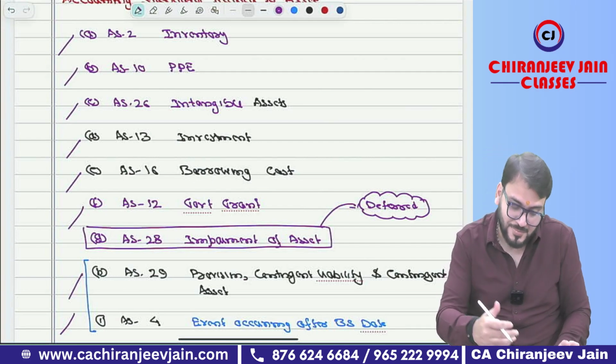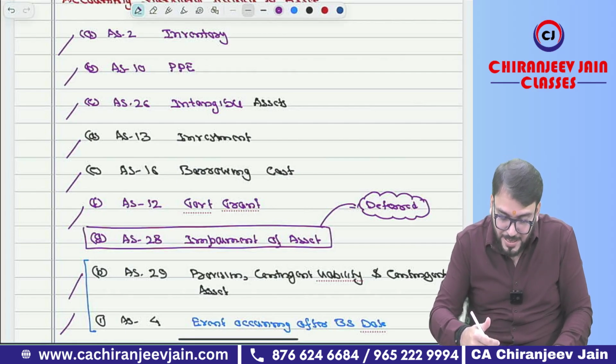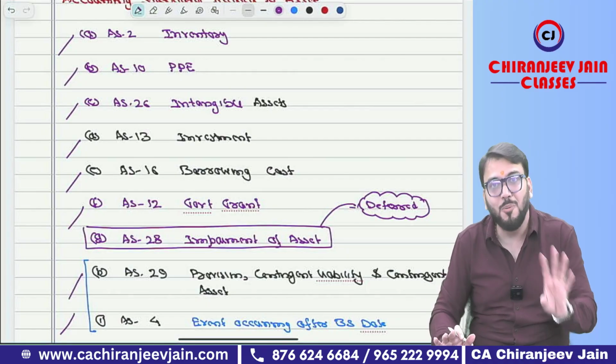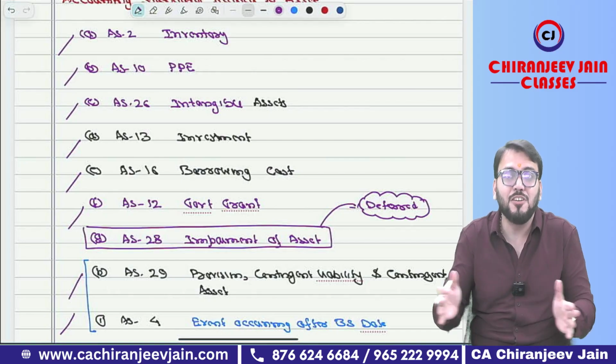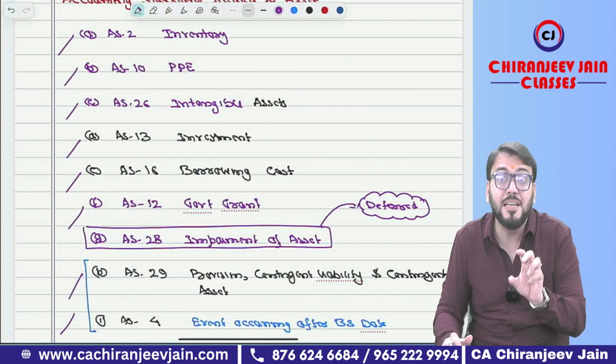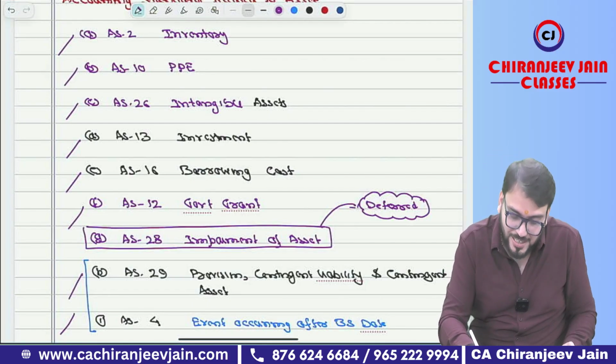First part: AS2, AS10, AS26, AS13, AS16, AS12, AS29, AS4. First part completed. How many parts? 5 parts. That will divide your accounting standard into parts, and you will not feel this particular subject is heavy. You will do part-wise revision. Okay, sir? Yes, sir.